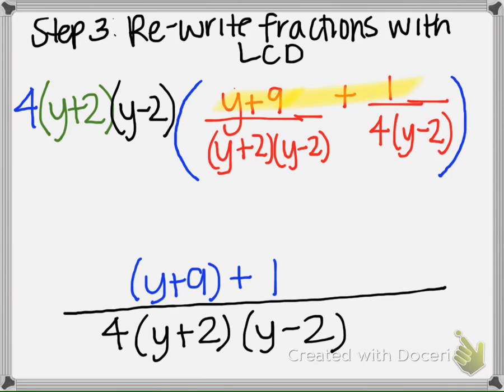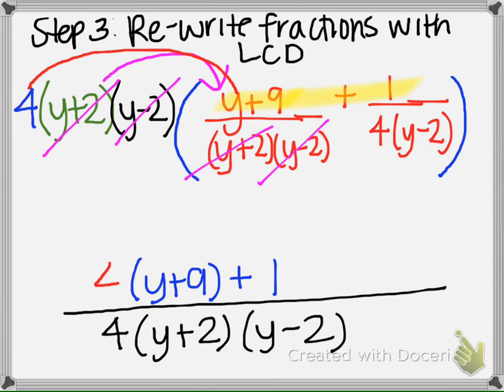Next thing I'm going to think of is if this was distributed here. This has a y plus 2 and this has a y plus 2. This has a y minus 2 and this has a y minus 2. But what it doesn't have is this 4. So I need to take this 4 and multiply it with the y plus 9. So I'm going to bring down the 4 here because it needs to be multiplied with this y plus 9.